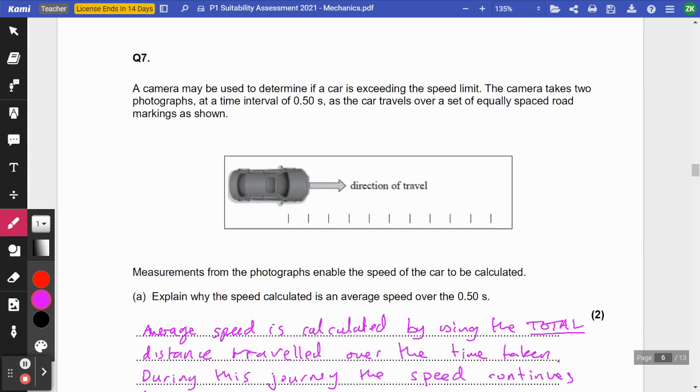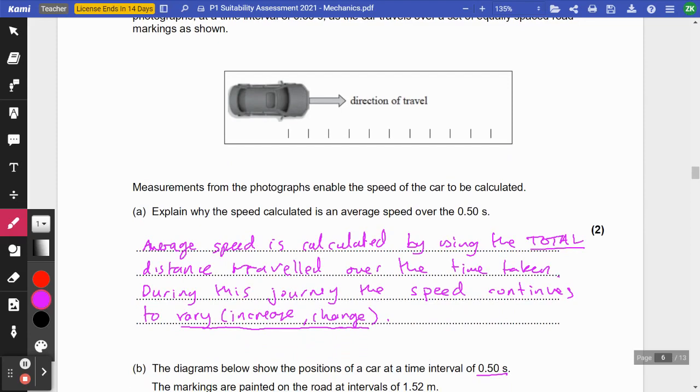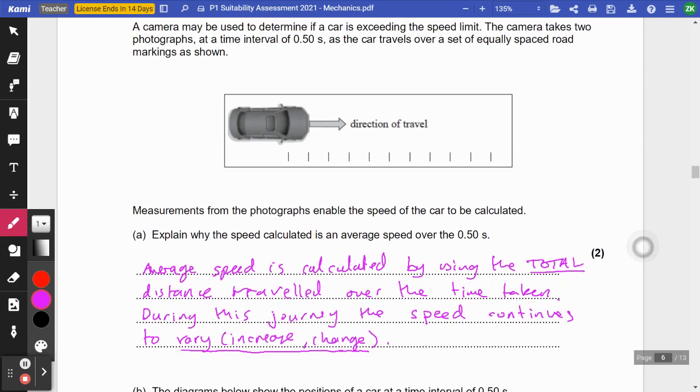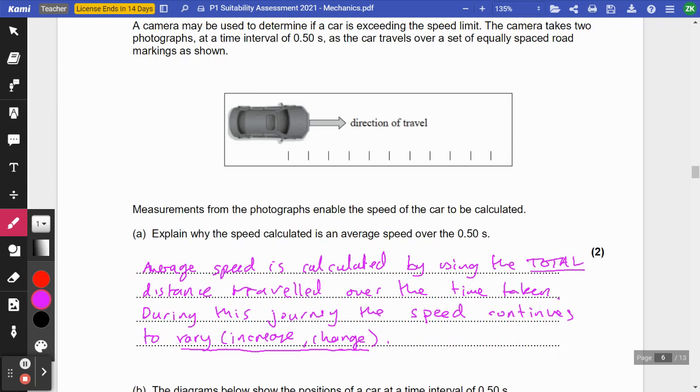Question 7 here. This is where many will make mistakes because we are looking at what is average speed. Average speed, basics, what is it? It's the total distance divided by the time taken. Okay, so it says explain why the speed calculated is an average speed over the 0.5 seconds.